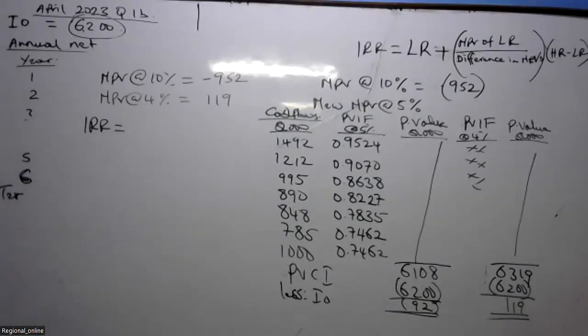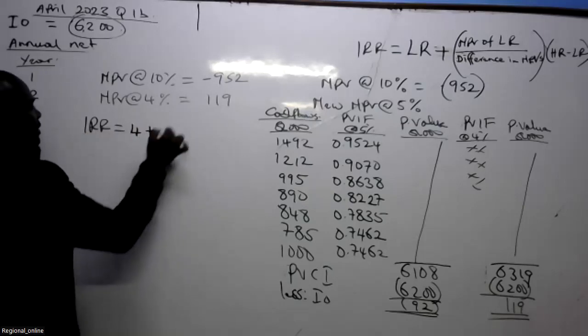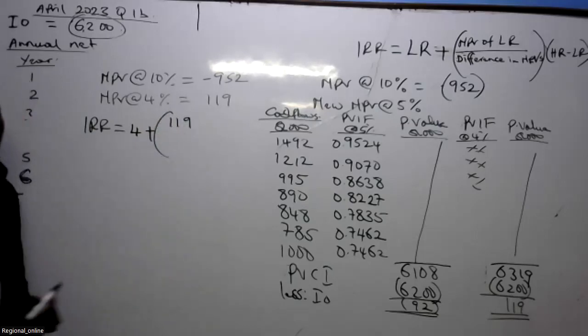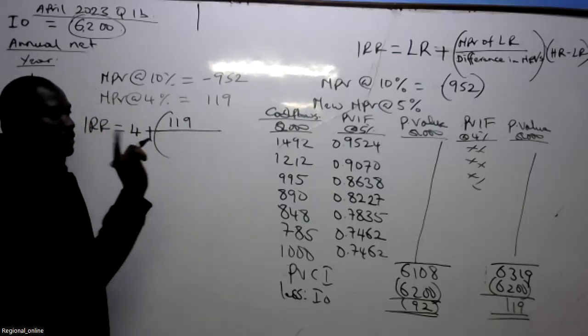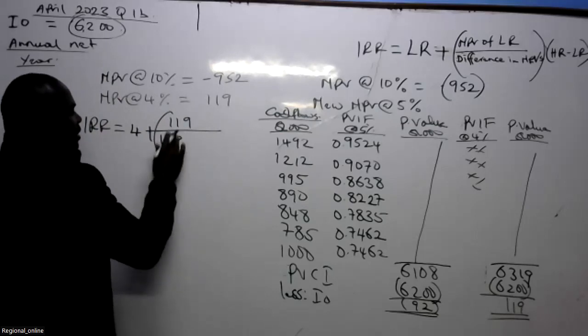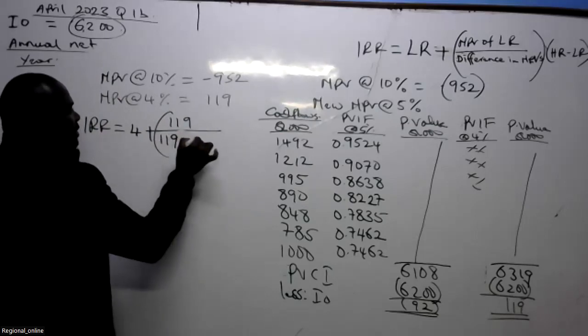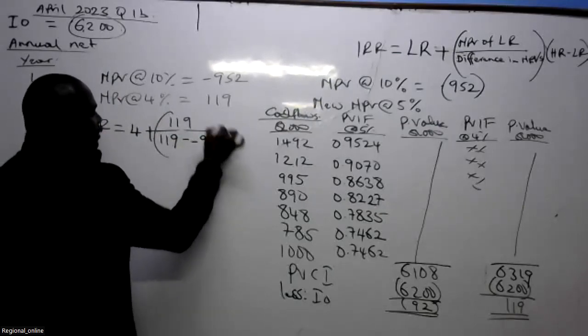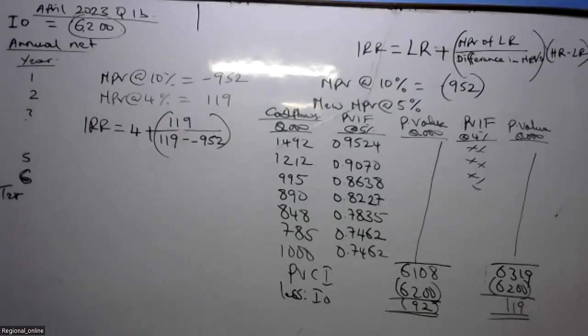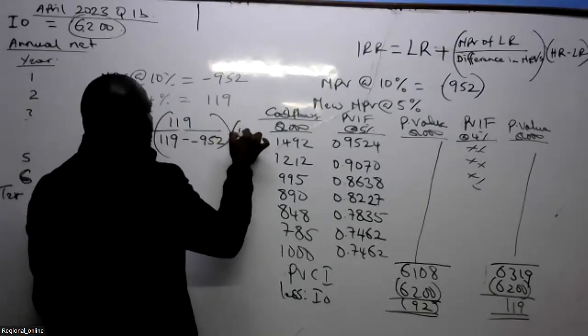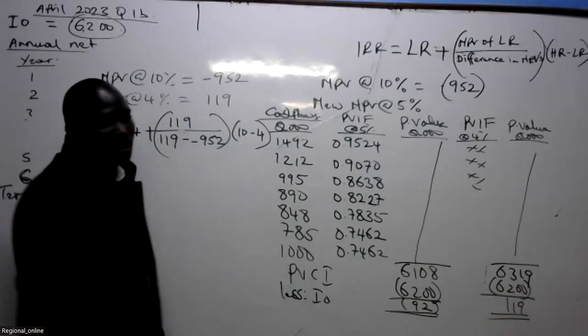Having written between 4 and 10, which one is our lower rate? So lower rate is 4 plus NPV of the lower rate is always positive 119. Divide by the difference in NPVs, anza na hiyo positive 119 minus negative ngapi? Minus negative 952. Ndio. Then the difference in rates 10 minus what? It's 10 minus 4.